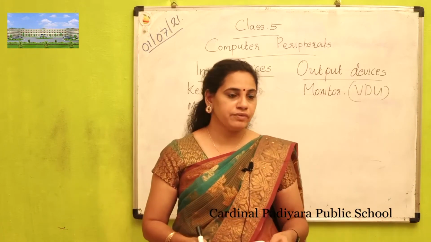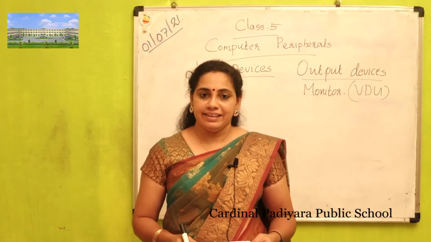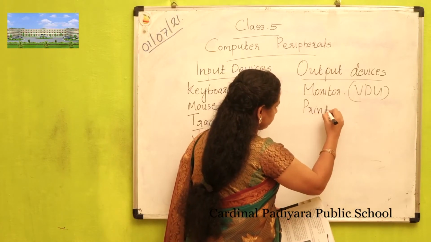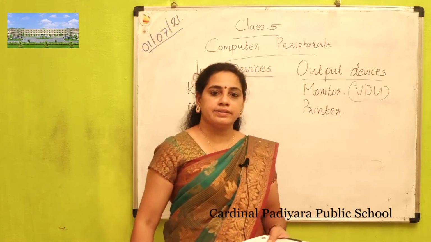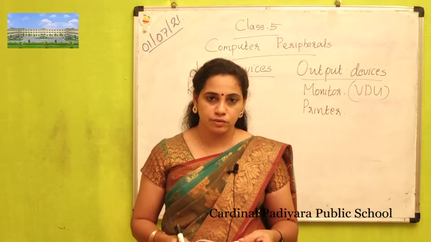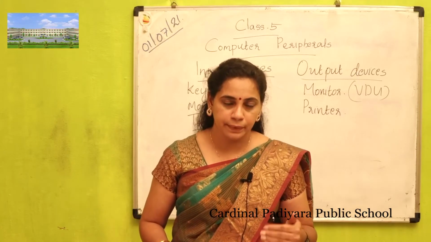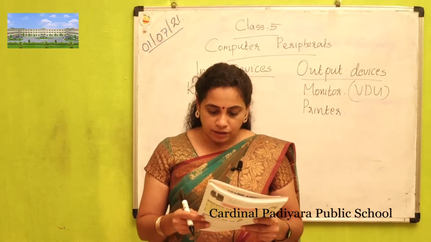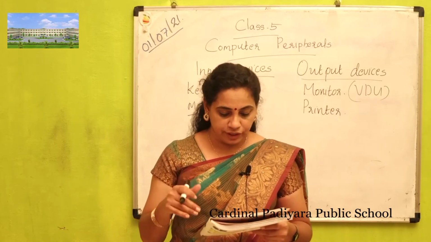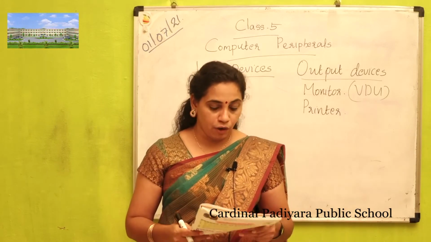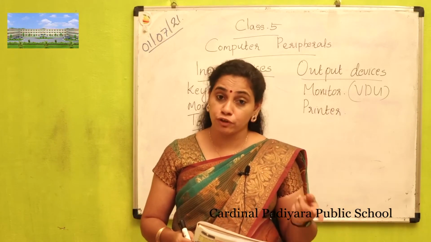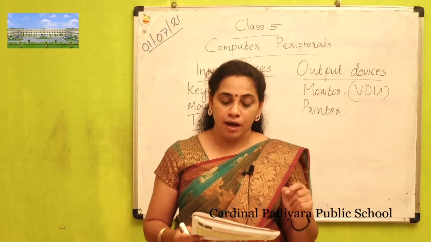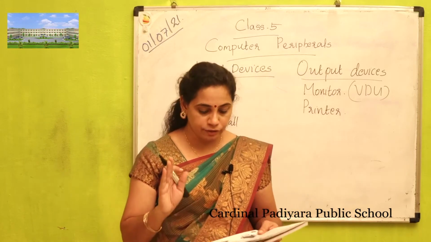Output devices, example, first one, monitor, and second one, printer. Printer is an output device. It is used to print our work on paper. The output that we receive from the monitor is called a soft copy, and the printed copy that we get from the printer is called a hard copy.